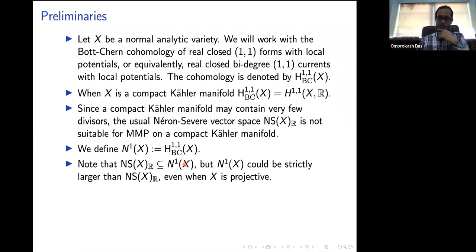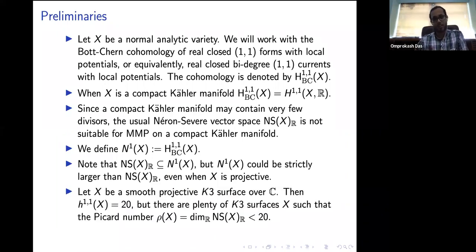This Bott-Chern cohomology... the interesting thing here is that N^1(X) could be strictly larger than the Néron-Severi even when X is projective. So even on a smooth projective variety, this could be larger. You are actually considering a larger vector space than the Néron-Severi, even on a projective variety. One such example is this. Let X be a smooth projective K3 surface over the complex numbers. Then h^{1,1} is a Hodge number that is always 20. It's a fixed number for smooth projective K3 surfaces. But there are plenty of K3 surfaces whose Picard number, the dimension of the Néron-Severi, is strictly less than 20. There are lots of them. So this is actually considering a larger vector space.